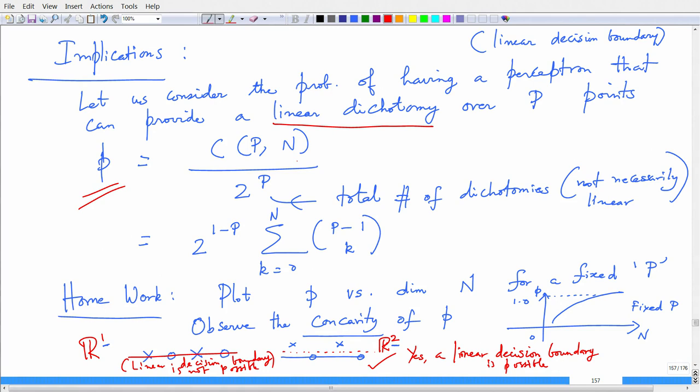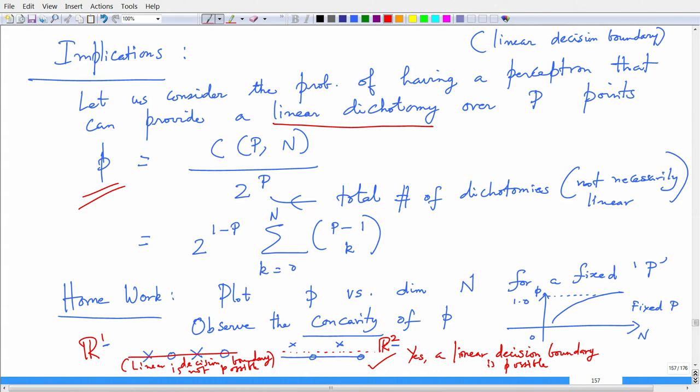Now if we simplify, because we have the equation for C(p, n), which is 2 times the summation k equals 0 to n of (p minus 1 choose k), we get this probability to be 2 power 1 minus p times the summation k equals 0 to n of (p minus 1 choose k). So this is the probability of having a perceptron that can provide a linear dichotomy. I would like you to plot this probability with respect to the dimension n for a fixed size p, that is the cardinality of the set of points, and observe the concavity in the behavior of this plot.